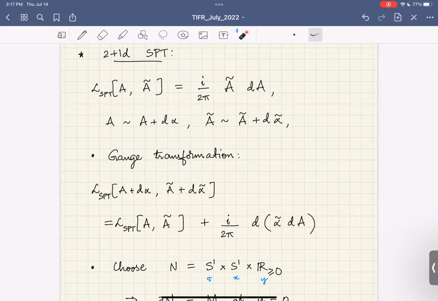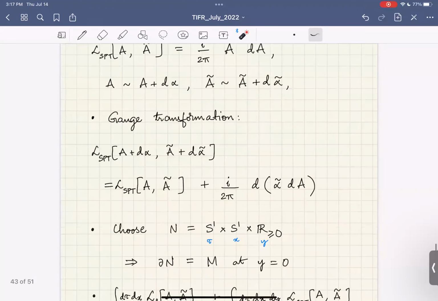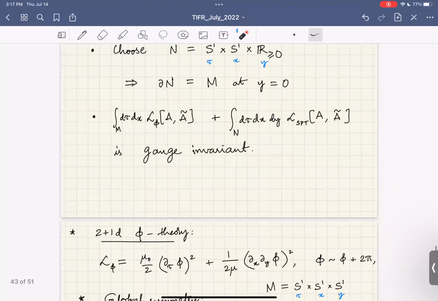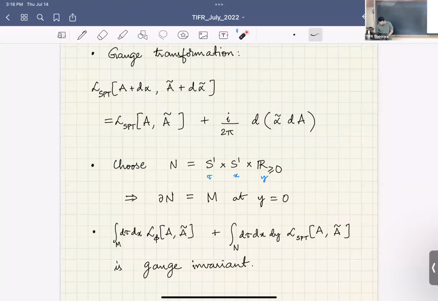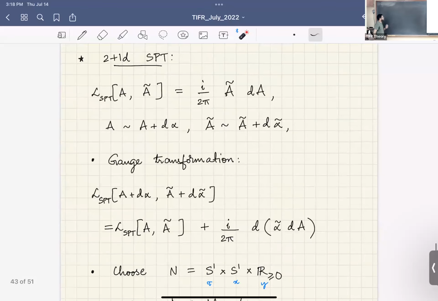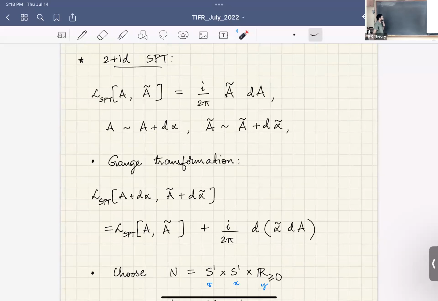What is Lagrangian SPT? What is it? LSPT. LSPT is this. Yes. It's the classical action of these 2 gauge fields, A and A tilde.